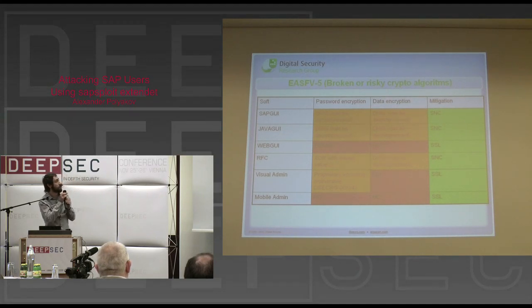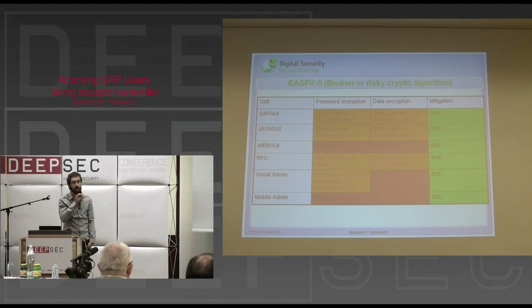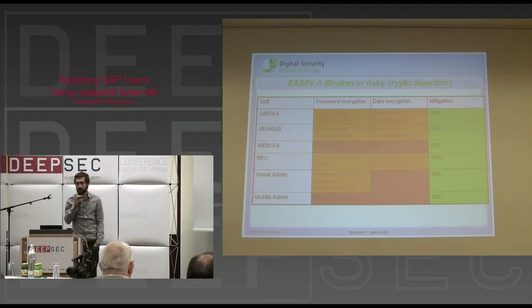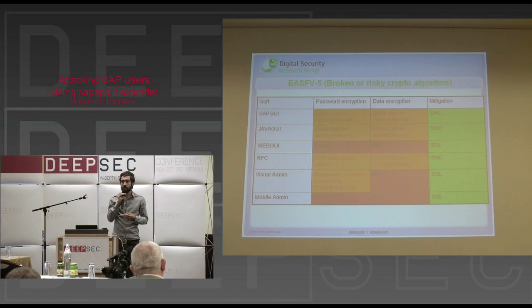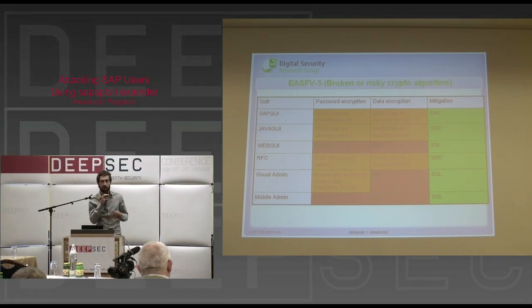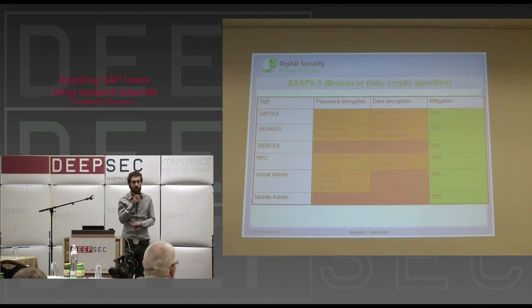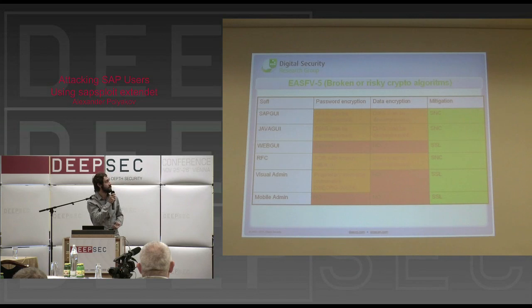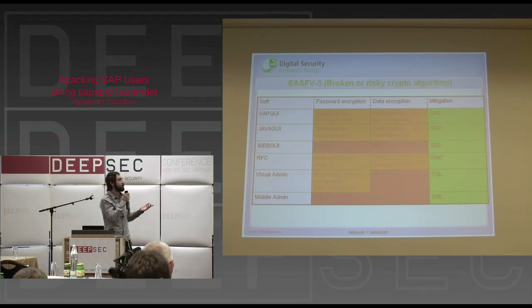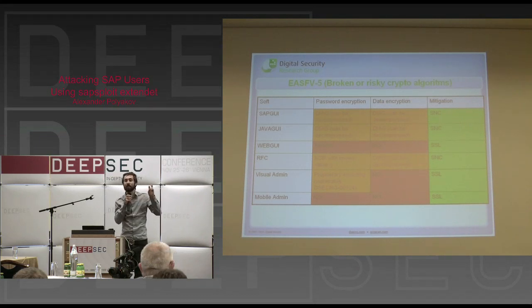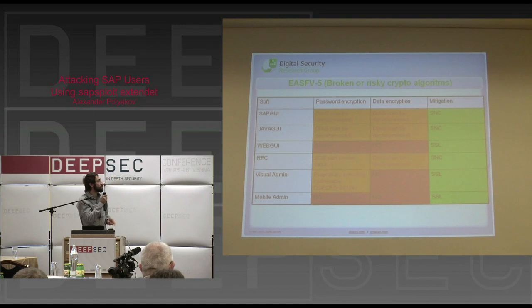Next one is broken or risky cryptographic algorithms. The SAP GUI connects to the server using the DIAG protocol. It's a proprietary SAP protocol, and this is not encrypted. It has some kind of compression, but one guy released a decompressor, so you can easily decompress all the traffic from the SAP clients to the SAP servers. And another thing, if you use a web GUI, which is like a SAP GUI but using the browser, the passwords are encrypted by Base64, but it's not encryption.